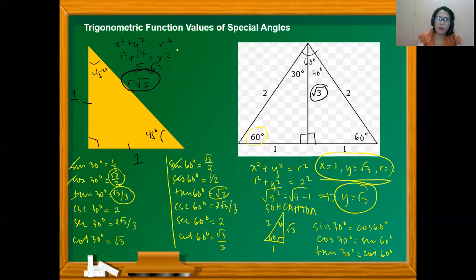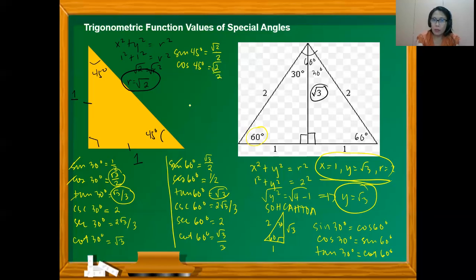So, for example, sine 45. The opposite of this angle is 1 all over the longest side, square root of 2. So this is 1 over square root of 2 or square root of 2 over 2. Now, sine 45 is equal to cosine 45 because the sum of the two angles is 90 and sine is a cofunction of cosine. So this must be square root of 2 over 2.